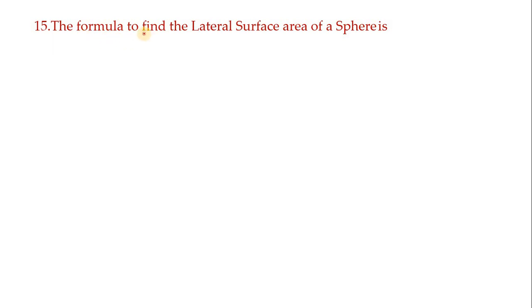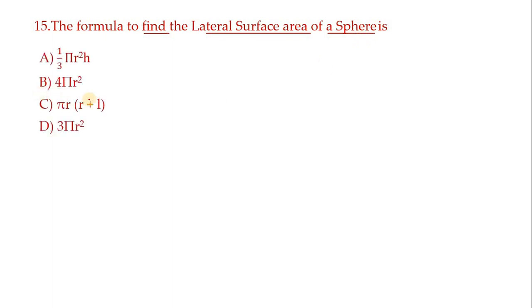The formula to find lateral surface area of sphere. So direct question, easily you can select the answer. Lateral surface area of sphere is nothing but total surface area only. So you should not confuse. Lateral surface area as well as total surface area of sphere is the same formula. There is no change. So 1 by 3 pi r square h is not, because it is the volume of cone formula. 4 pi r square, this is the correct option. Option B is correct.